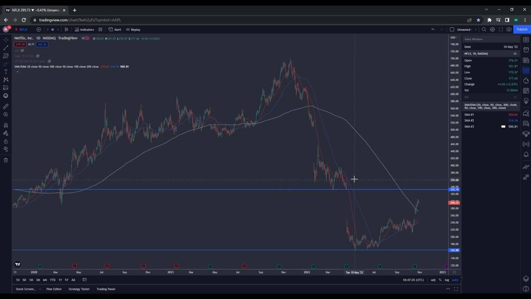Say for instance Netflix, you had this death cross here, and then ever since then it's been below, and it looks like the 50 day is actually approaching that 200 day moving average, so maybe we'll have another golden cross here. So you can look at it not only on the overall market but specific stocks as well.